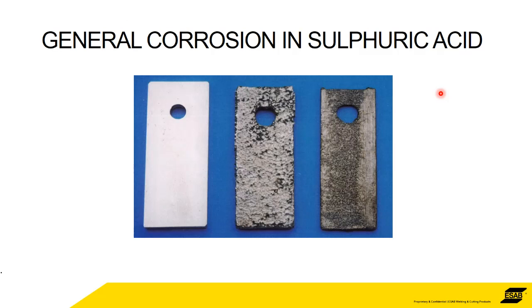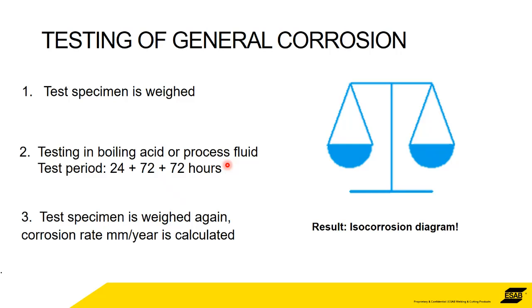For example, we've got general corrosion. This is stainless steels, but it's still general corrosion. You can see different types of stainless steel in this picture dipped in sulfuric acid. So it is a general corrosion that's happening on every surface of the steel.